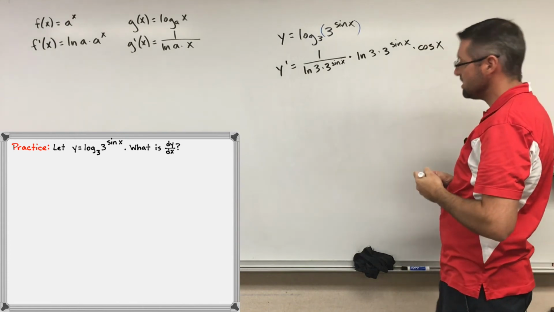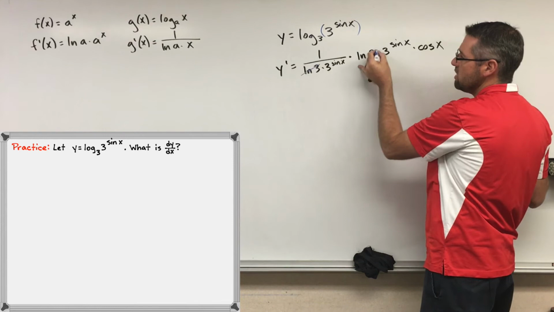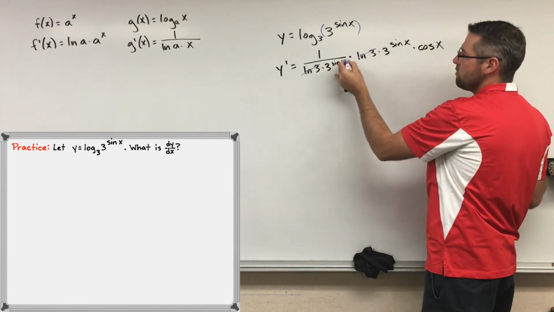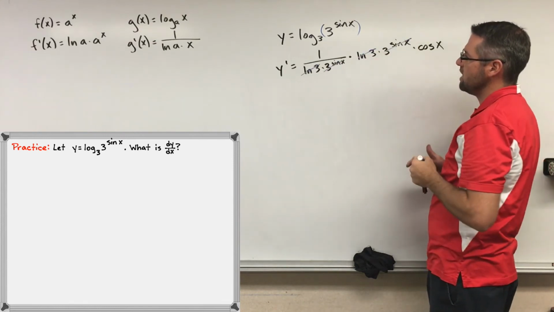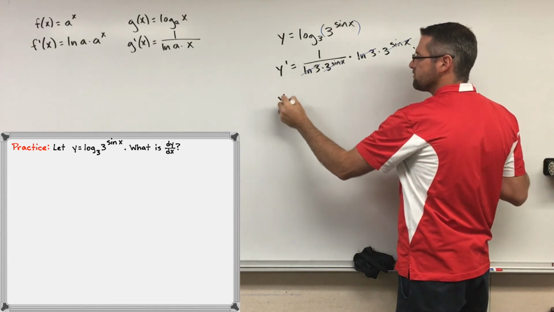Now that looks really disgusting, but what you notice is that the natural log of 3 and the natural log of 3 cancel out. The 3 to the sine of x and the 3 to the sine of x cancel out. What are we left with? We're left with just cosine of x.